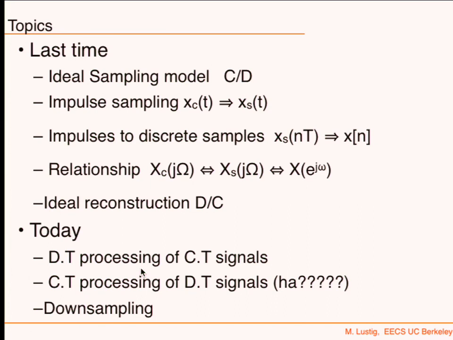Then we're going to talk about continuous time processing of discrete time signals. It's like, what? Right? And it turns out we're going to spend more time on that one. Strange, right? That's because I like to do things differently. No, there's actually a really nice interpretation, and there's a good reason to do this, because there are systems in discrete time that are not obvious what they actually are unless you describe them as their continuous time counterparts. Okay? And we'll talk about that. And then if we have time, we'll talk about downsampling.